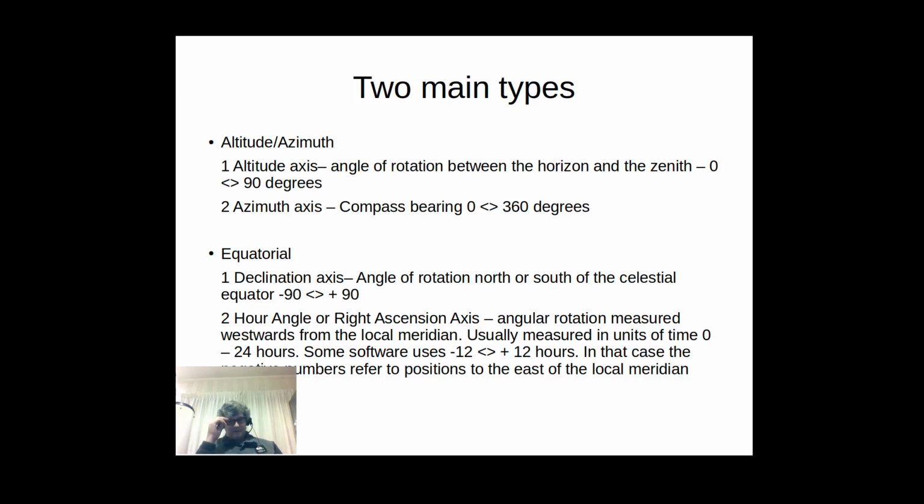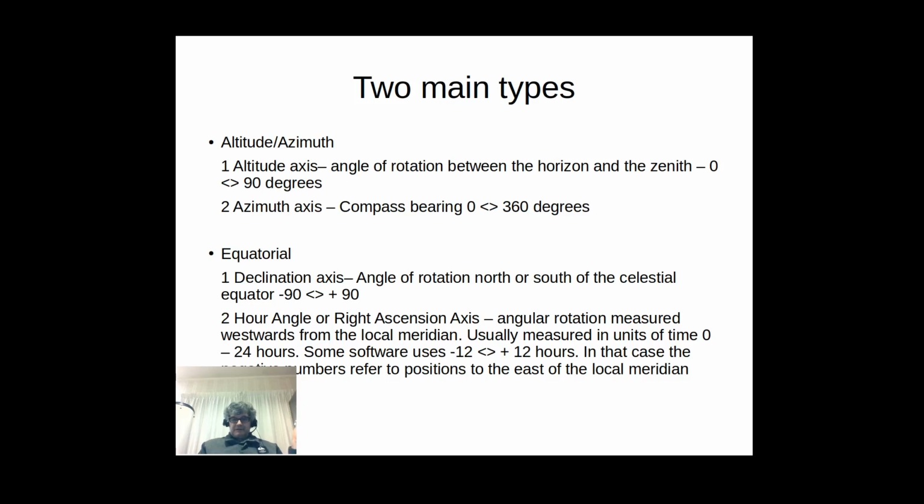The other axis is called the right ascension axis, or sometimes referred to as the hour angle. So this is the angular rotation westwards from your local meridian. Now the meridian is the line that runs across the zenith, and it's the true geographic north-south line. So if you have a star to the west of your local meridian, then the position is measured in units of time by convention.